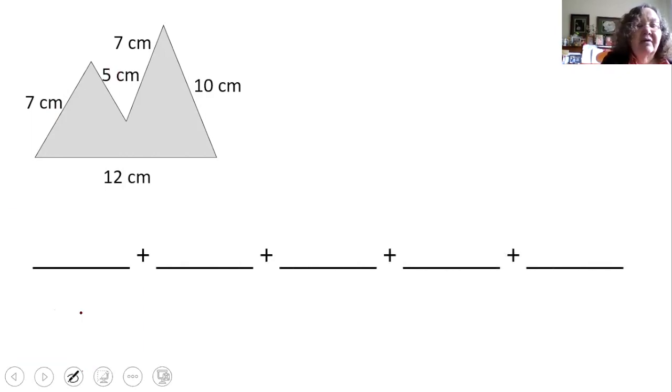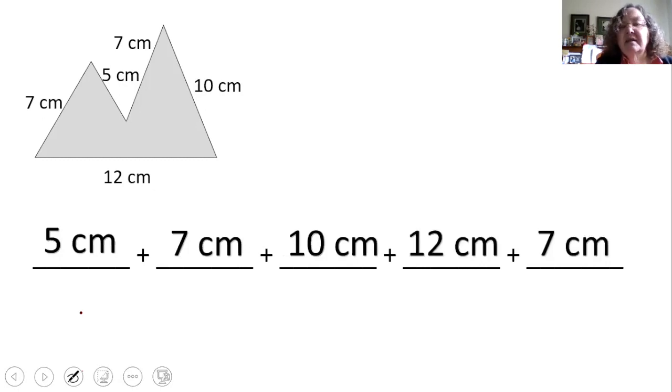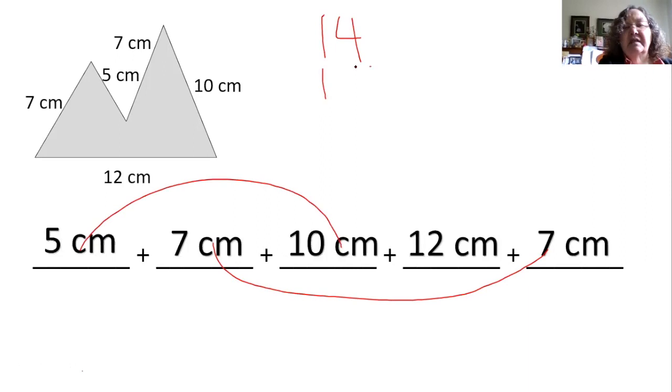So now I need to put in all of my measurements. I have 5 centimeters, 7 centimeters, 10 centimeters, 12 centimeters, and another 7. But I have to add them up. Let's find an easier way. Let's say, well, here are my doubles. I know that 7 plus 7 is 14. And I know that 10 plus 5 is 15.